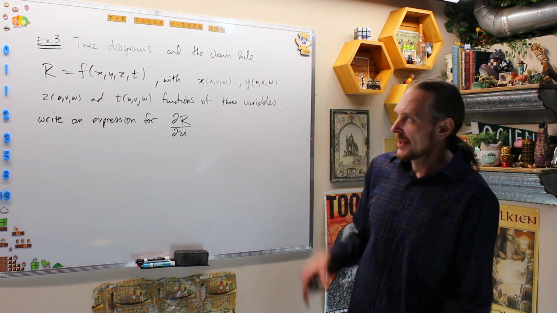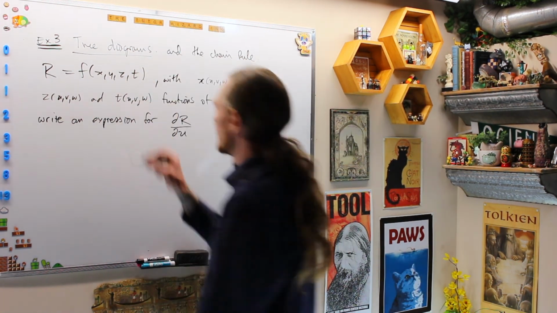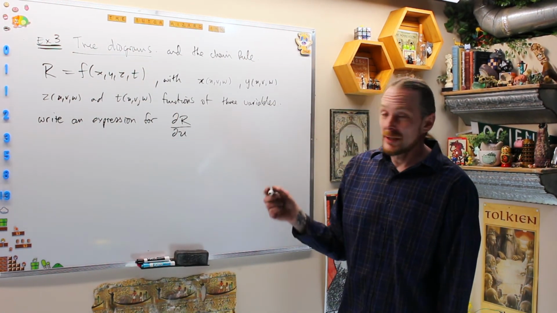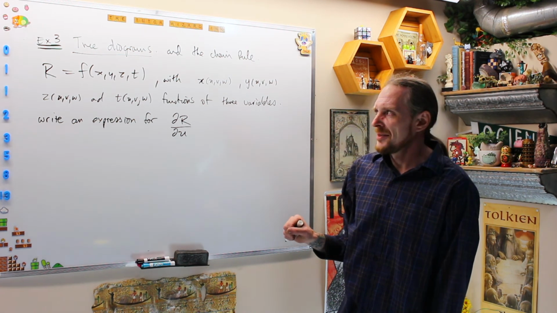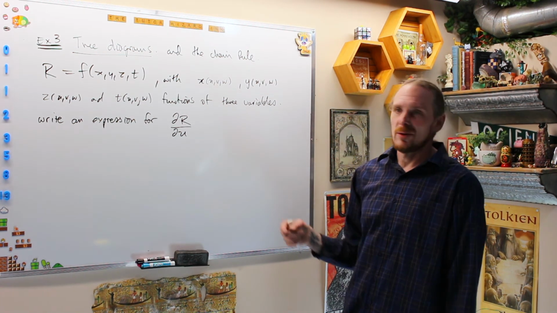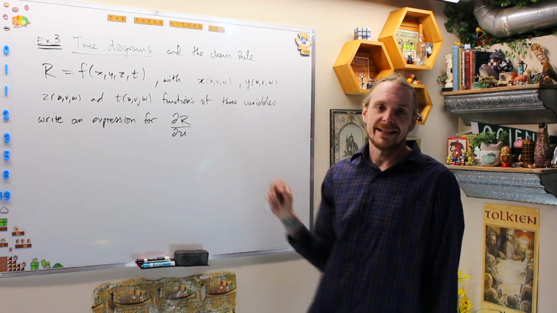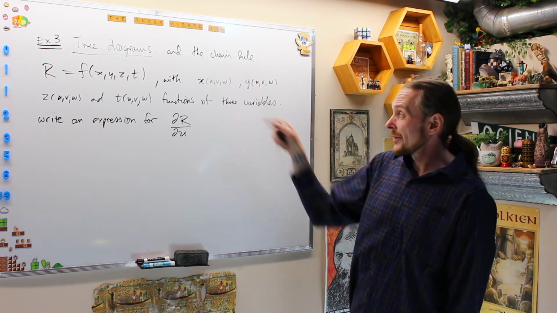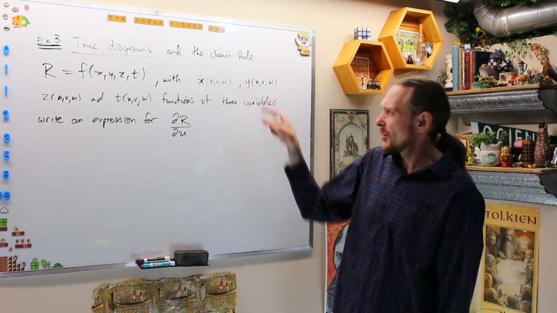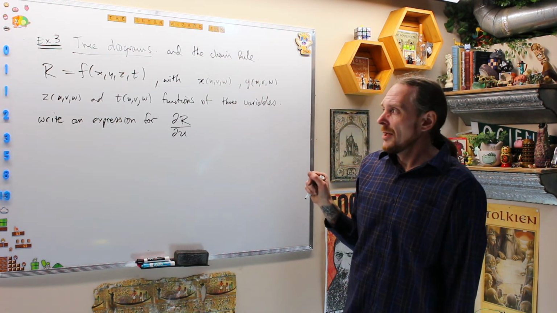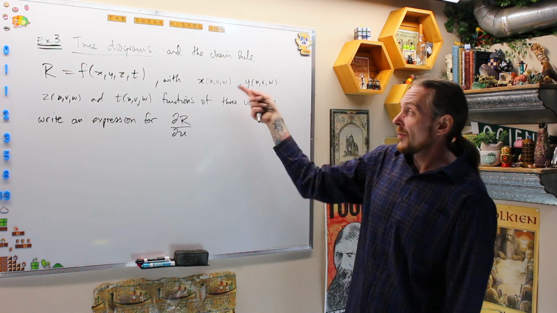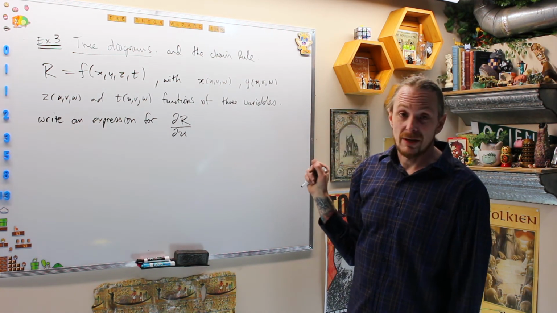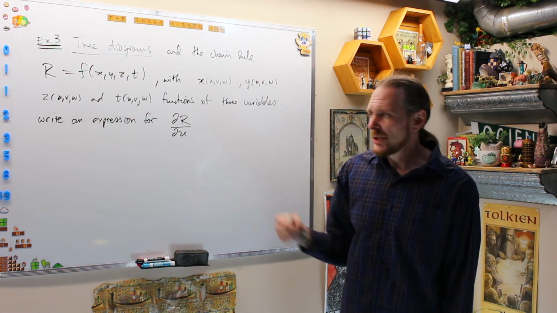I want to talk about the tree diagram. So what's a tree diagram and what does it have to do with the chain rule? What we're going to do is they give us a function of 4 variables, 3 spatial coordinates and a time variable, or x, y, z, t. And then each of those coordinates depends on 3 other variables, u, v, and w. So we have a function r, which is a function of 4 variables, and each of those 4 functions are functions of 3 variables themselves.